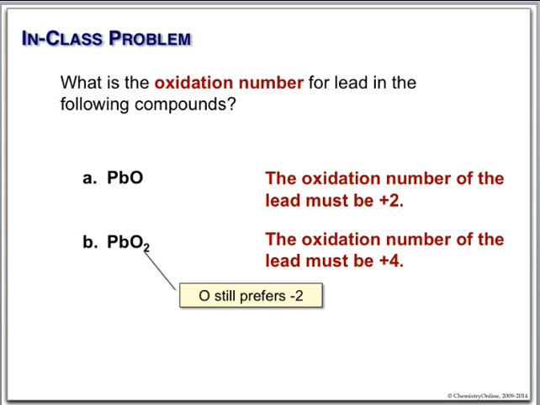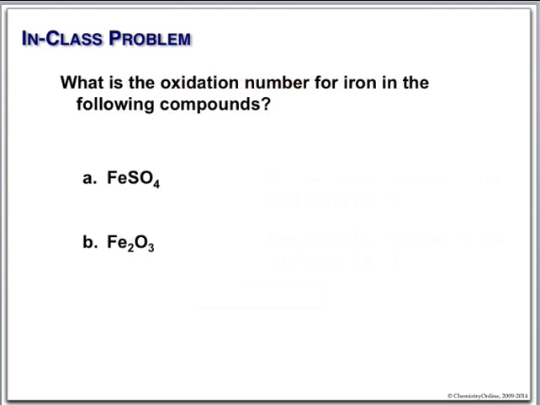Let's go back to our iron. Remember, SO4 is sulfate, right? And we all remember sulfate is -2. So, if sulfate is -2, the charge on the iron must be +2.